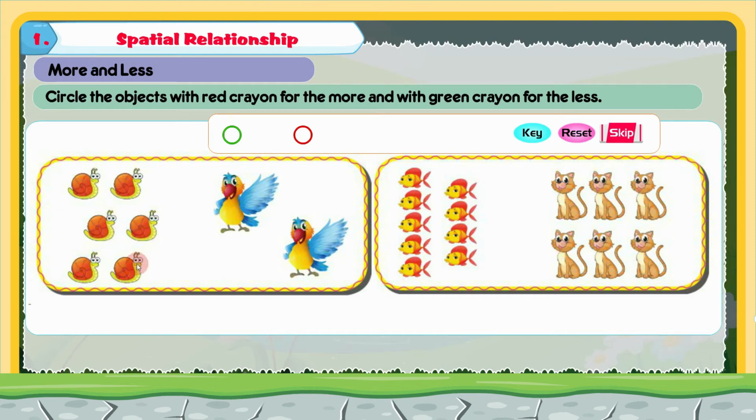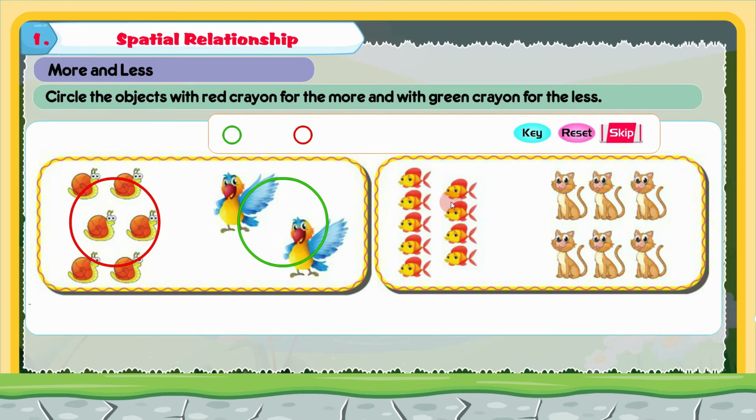1, 2, 3, 4, 5, 6. So snails are 6 in number and the parrots are 2 in number, 1 and 2. So 2 is less and 6 is more. So we will circle the less number, parrots, with green, and the more number, snails, with red.